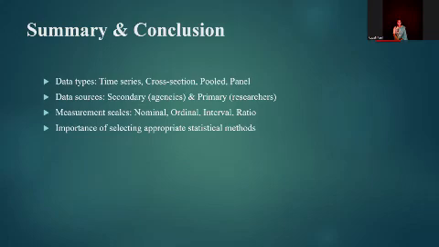So, what have we learned? We explored four types of data: time series, cross section, pooled, and panel data. We learned about two data sources: primary data and secondary data. And we broke down the four measurement scales: nominal, ordinal, interval, and ratio. Understanding these concepts is essential for conducting meaningful research. The right data types, source, and scale unlock new insights and ensure your analysis stands on solid ground.